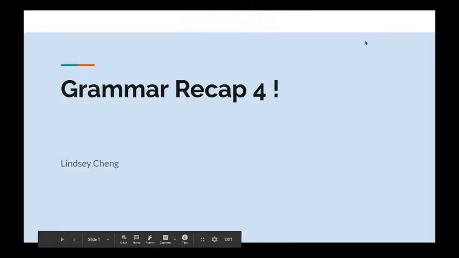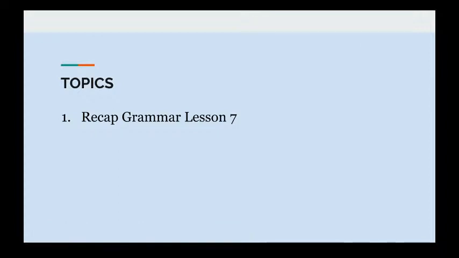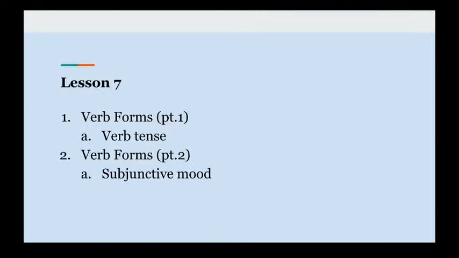So in today's recap, we're only going to be going over lesson 7, and then the lesson after this will be lesson 8. The topics covered in lesson 7 were verb forms part 1, which covered verb tense, and verb forms part 2, which covered the subjunctive mood.